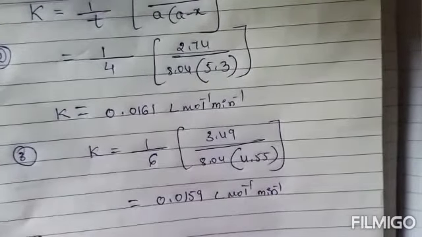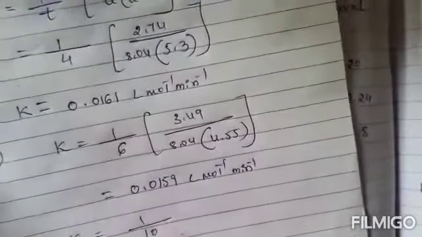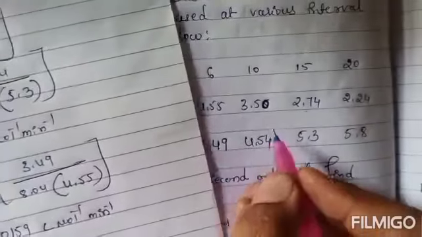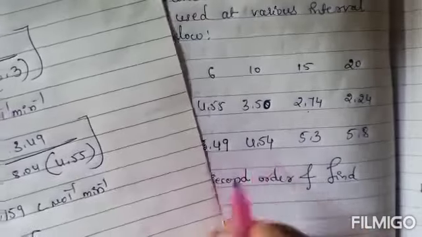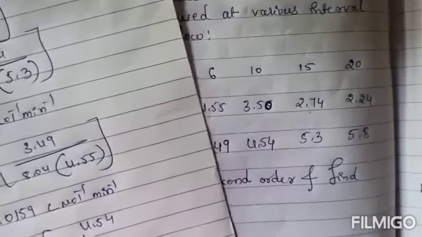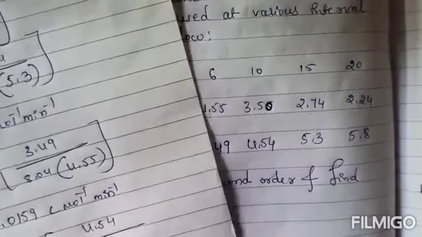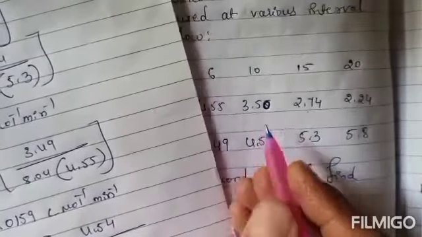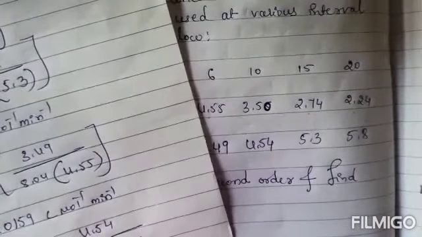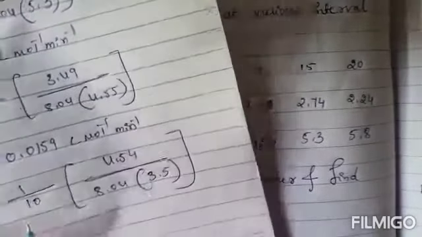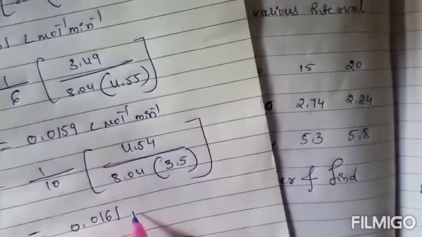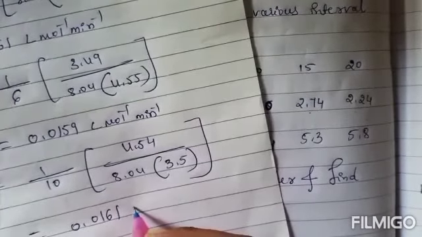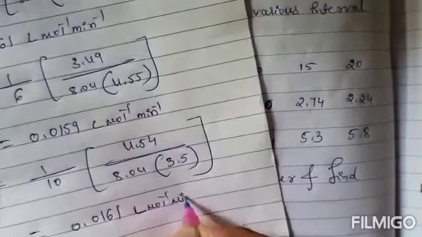Fourth one, K is equal to, the time is at 10 minutes. Then the value of X is 4.54 divided by A, 8.04, then A minus X is 3.5. By calculating this, we'll get the answer 0.0161 liter per mole per minute.